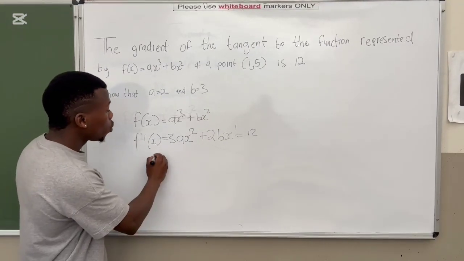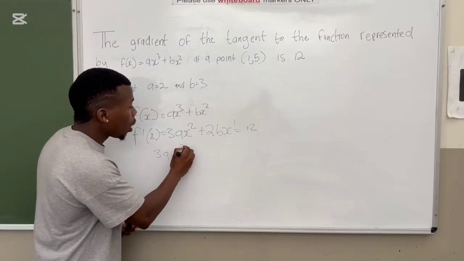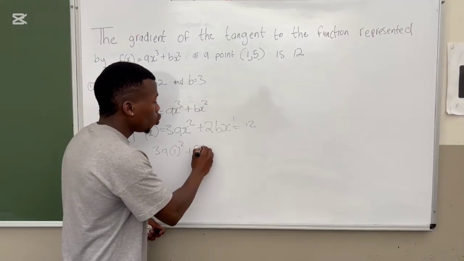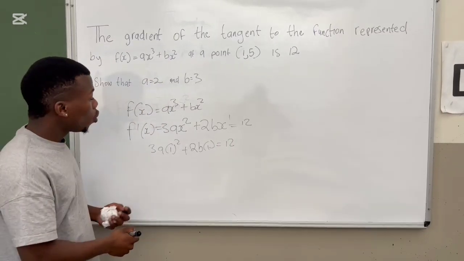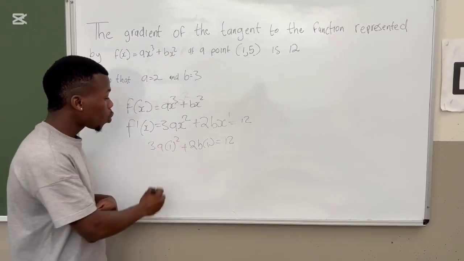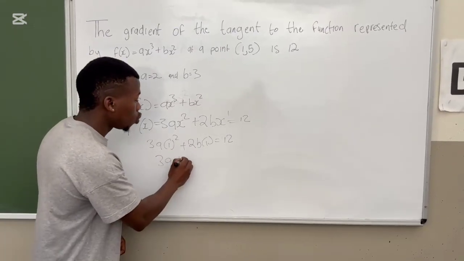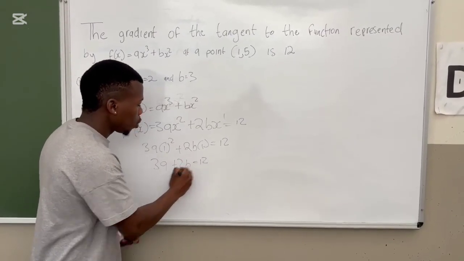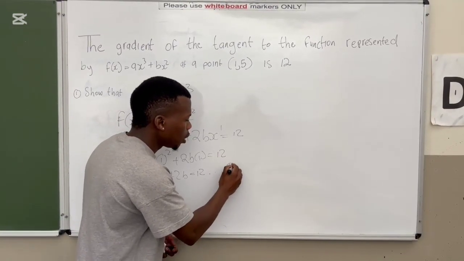In other words, I'm going to say 3a multiplied by 1 squared plus 2b multiplied by 1 equals 12. And then 3a multiplied by 1 squared is 3a, plus 2b multiplied by 1 is 2b, equals 12. I can say that this is equation number 1.